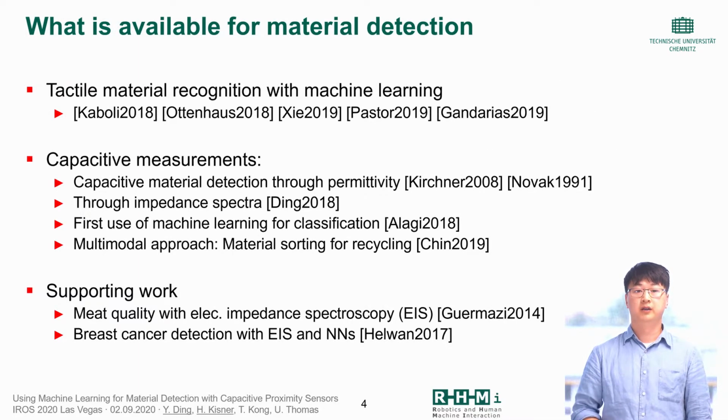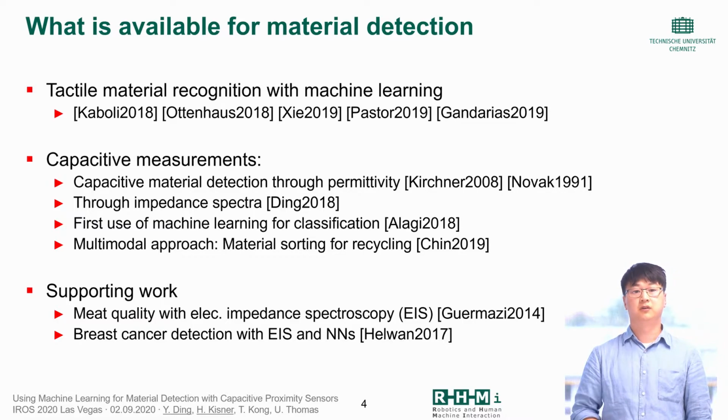In the tactile domain, several approaches have been shown using machine learning to classify materials from tactile information. In capacitive measurements, material detection is not a new task, since it is required to achieve accurate proximity measurements. This is usually achieved by analyzing permittivity. In our previous work, we started analyzing capacitance or permittivity at different frequencies with impedance spectroscopy, but with the main focus on the spectroscopy part itself. Now we want to investigate how machine learning can improve classification tasks.